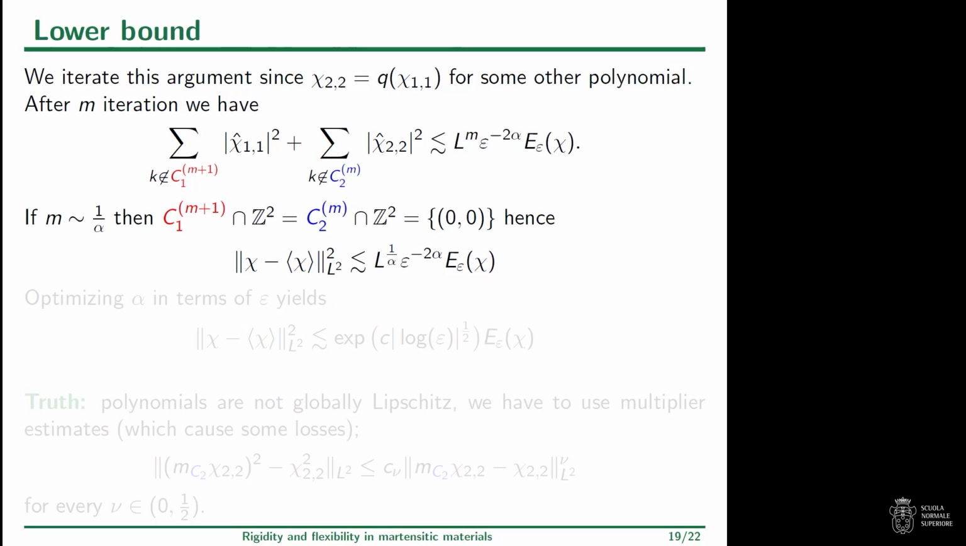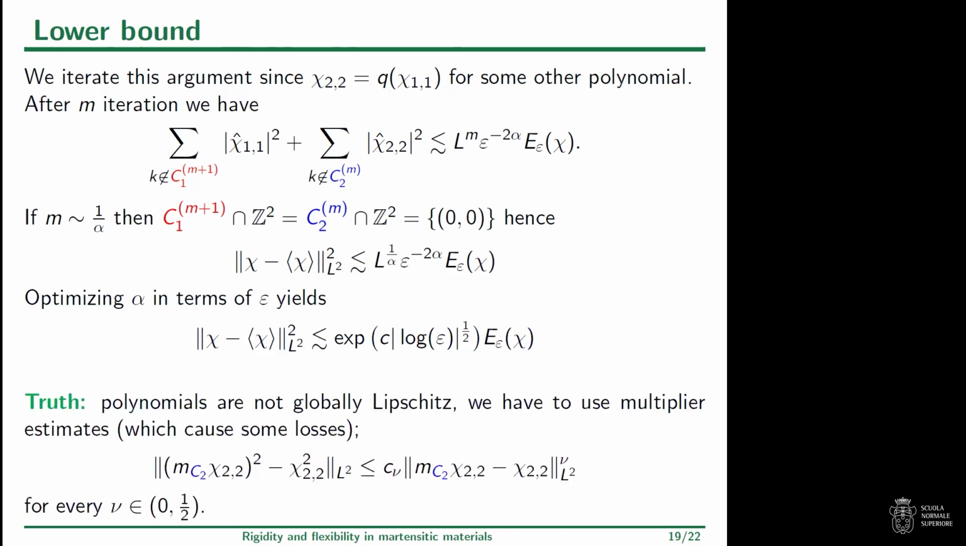And this you do by doing this procedure 1 over alpha times. Here alpha was some parameter that we're going to optimize now. We optimize alpha in terms of epsilon, and we get actually, so this is a computation, the same scaling, so the desired scaling for the lower bound.